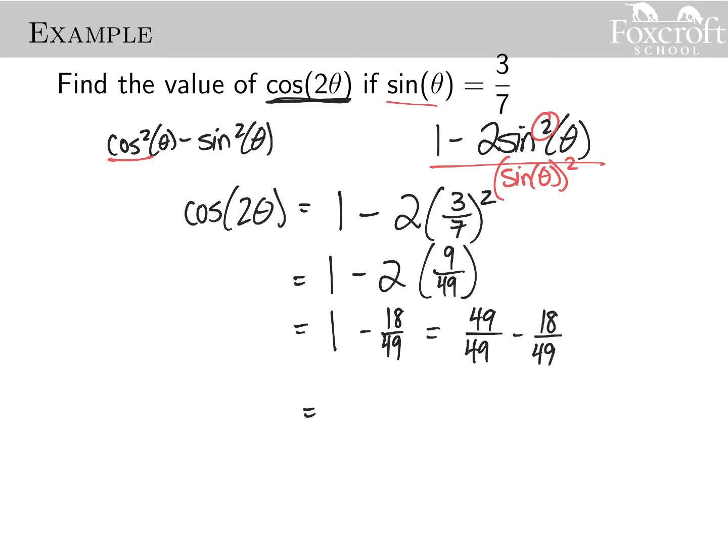And then I can finish the problem. That's going to become 31 over 49. And that would be how I use this formula to figure out cosine of 2 theta. So again, I have no idea what the angle is, but I know twice that angle's cosine is 31 over 49. All right, so keep this in mind for this next example.